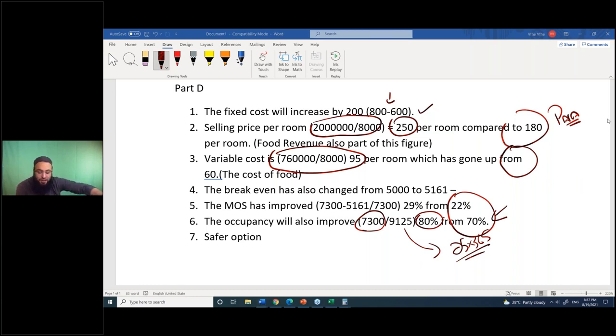Margin of safety tells after break even how many units you have that will give you a profit. Because at break even, it's no profit, no loss. So after break even, how many units you have that will give you profit. So the more the units, the better it is for the business.